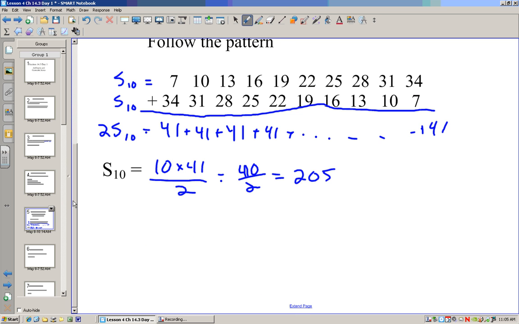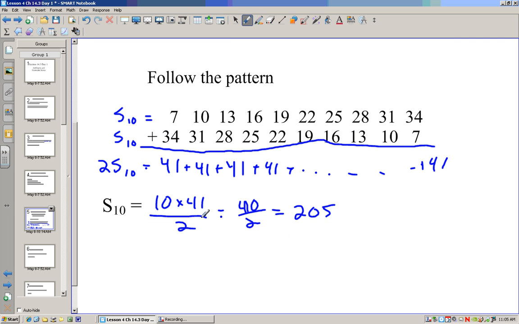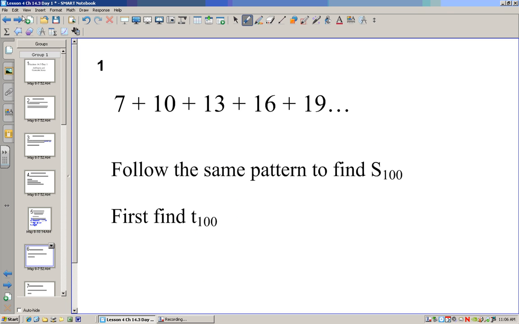Now let's look at a shortcut. Now 10 is the number of terms, so I can just say that that's n. We're going to multiply it by 41. 41 is my t sub 1 plus my t sub n. In this case it's t sub 10, and that's my t sub 1. We're going to divide that by 2, and that's going to be my S of, now I don't need a 10, I can just say S of n. That would be a nice formula we can use to find the sum.